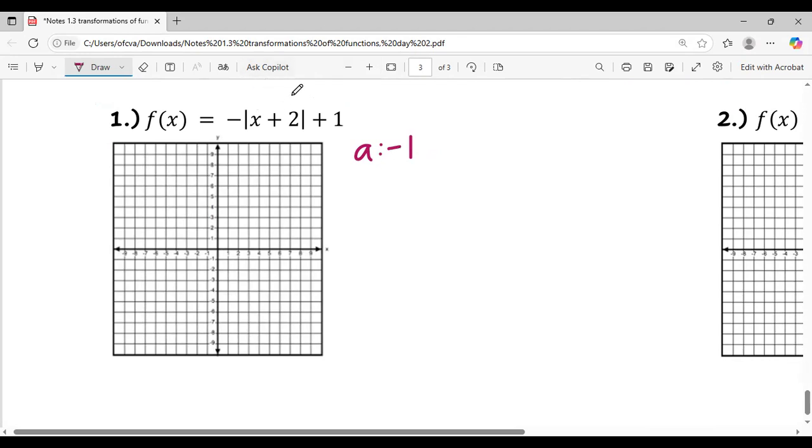Then you have x plus 2. So you have an H value of -2. Remember, that's the one that changes. This came from x minus -2. That's why H is -2. And your k is outside and that doesn't change. So k is 1. Your vertex then is -2, 1. So 2 left and 1 up. So 2 left, 1 up.